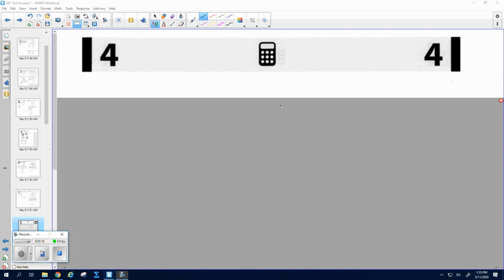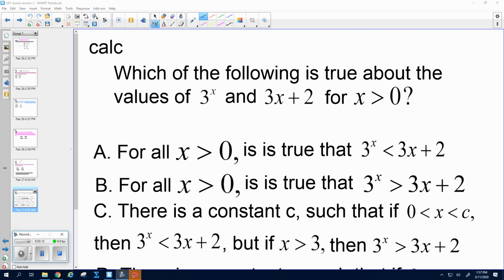Here, if you actually graph them. So it says, which of the following is true about the values of 3 to the x and 3x plus 2 for x is greater than 0? So at first you're like, what does that even mean? If you don't graph it, it's really hard to visualize or see. And if you graph it, it makes it super easy, all right?